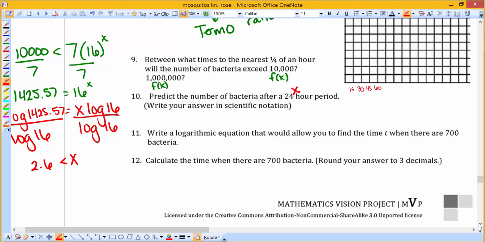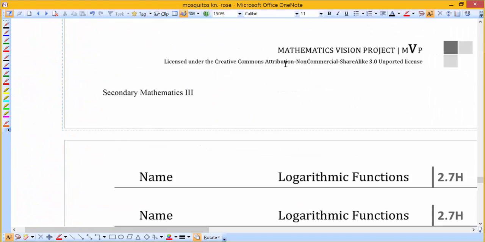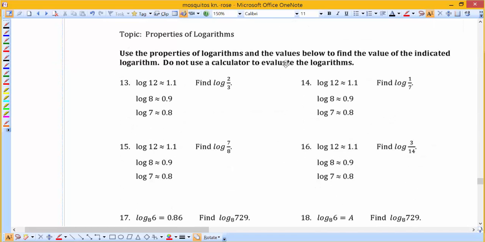You don't have to say it's between any such time, because time is continuous. It does get to keep going. It doesn't stop and it doesn't skip. So that's the set. Hopefully that makes sense. You're just working through a lot of logarithmic equations.